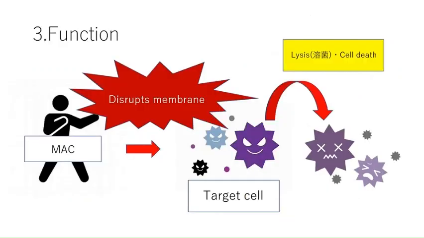What is function of MAC? MAC disrupts the lipid bilayer by leading to a transmembrane hole in the plasma membrane of the target cells, causing them to lysate or die.